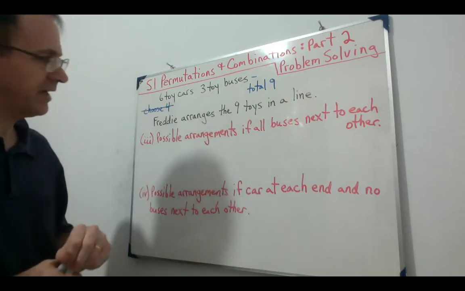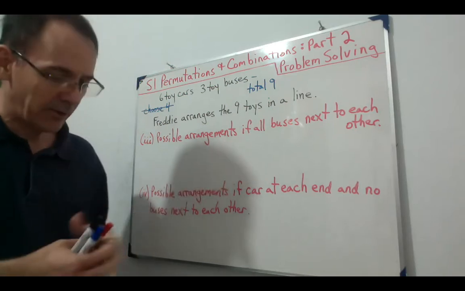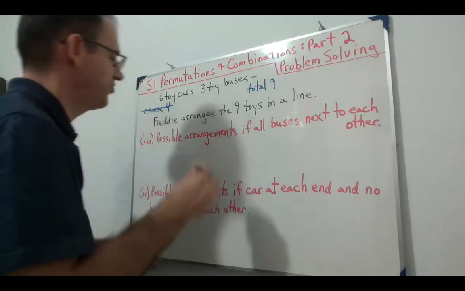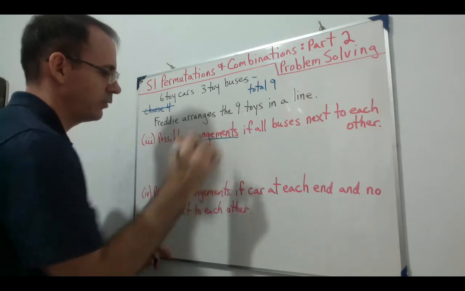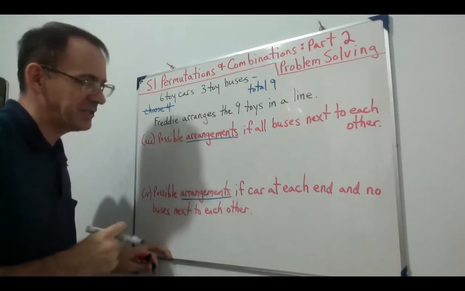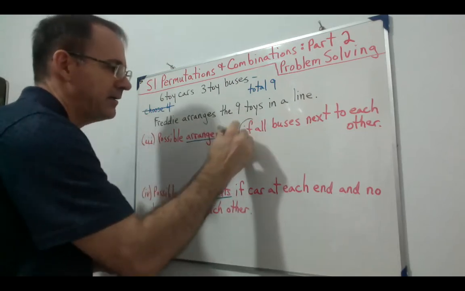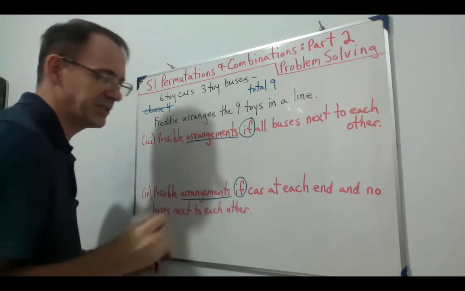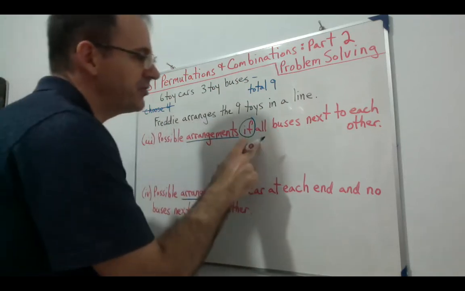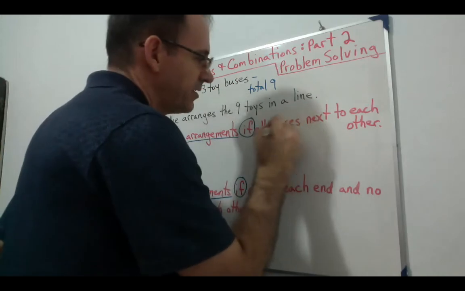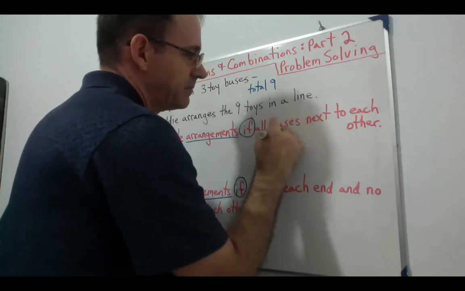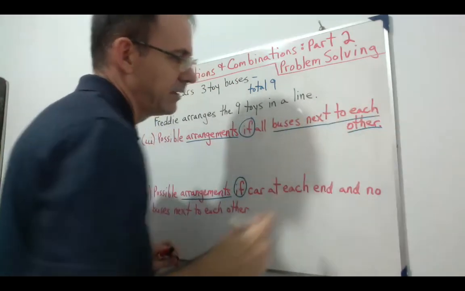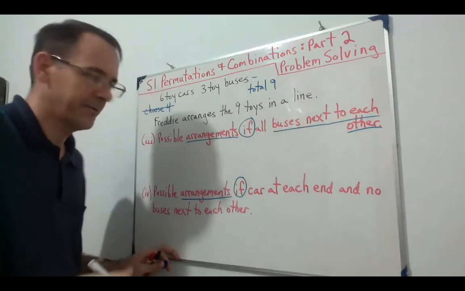So we're in permutations and we now have this restriction. So here our keyword for permutation is arrangements, and here we see these restrictions. So first restriction, all the buses next to each other. In other words, they need to be together.